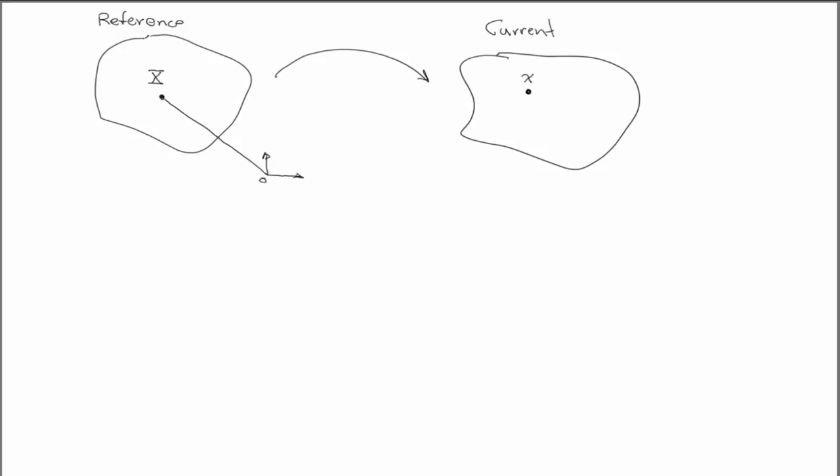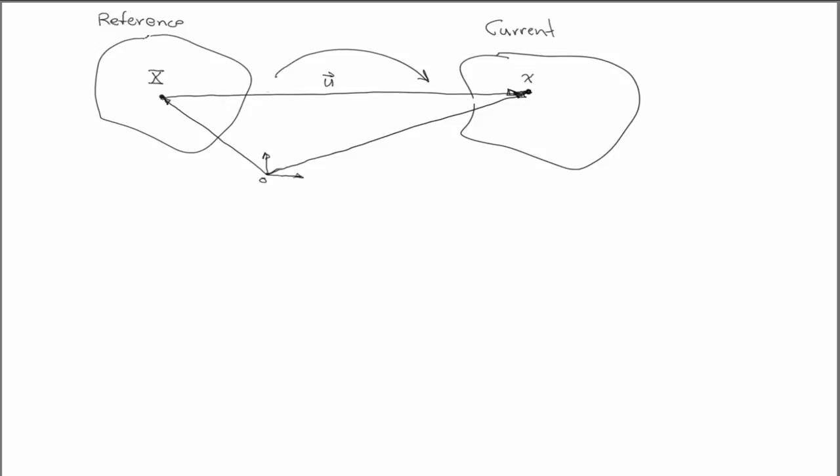And this point, of course, can be described with a vector with respect to some frame, as can this one. And that's not a very straight line. This is a vector. So little x can be described with that vector, and it should be clear that the difference between them, since we deformed the body, is a vector that we'll call the displacement, u.